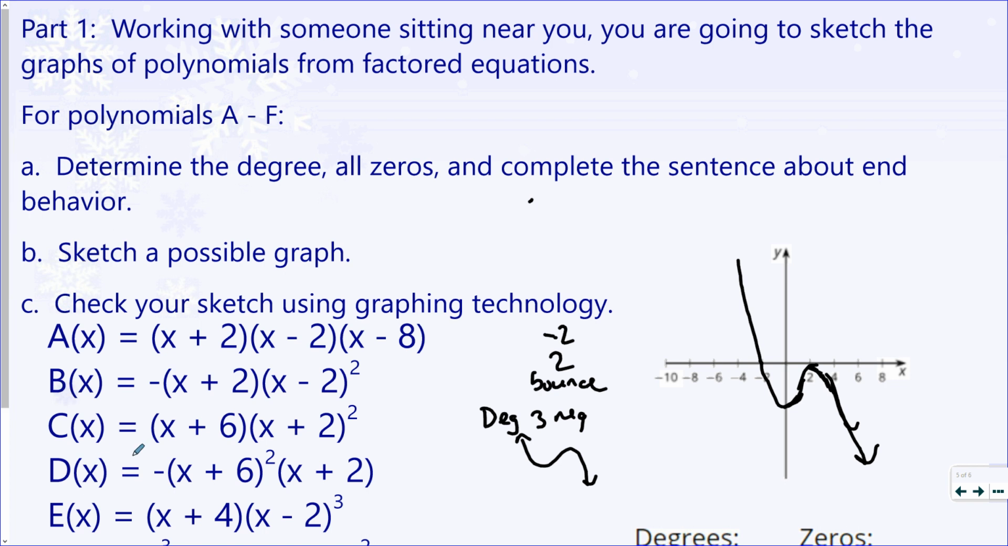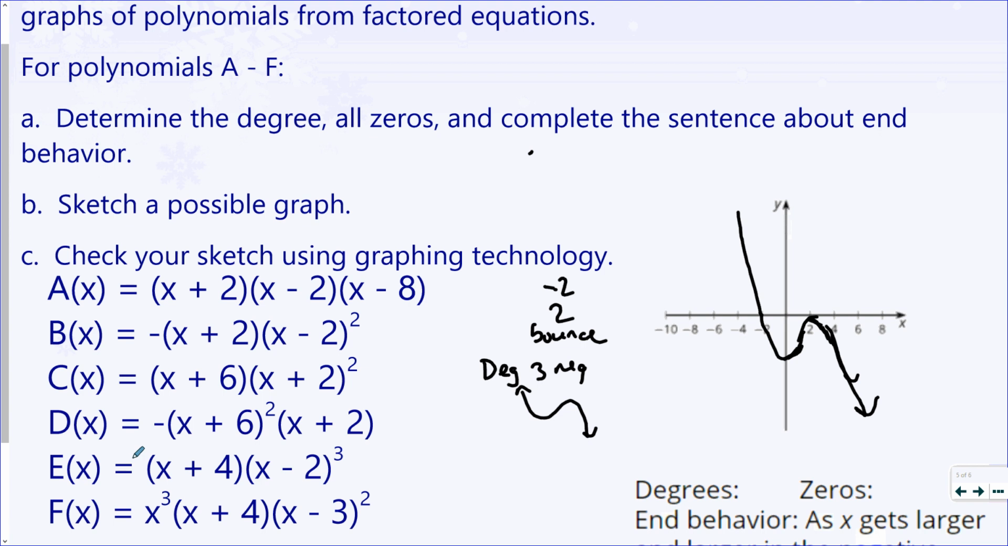Let's do one more here. Ooh, let's do F. F is a good one. It kind of covers everything. It's got a few things that are happening here.